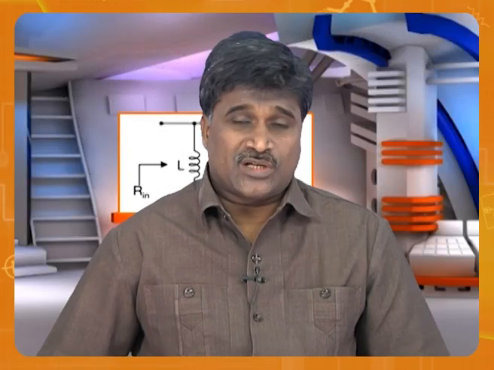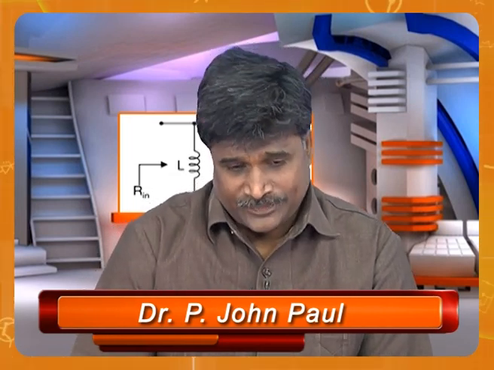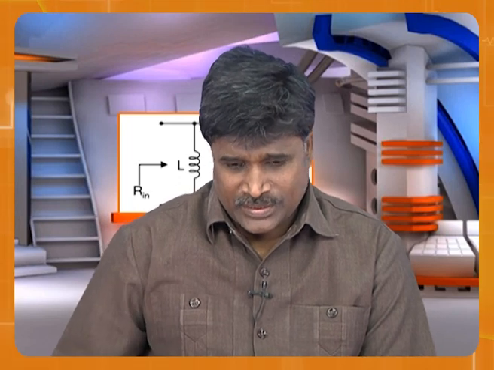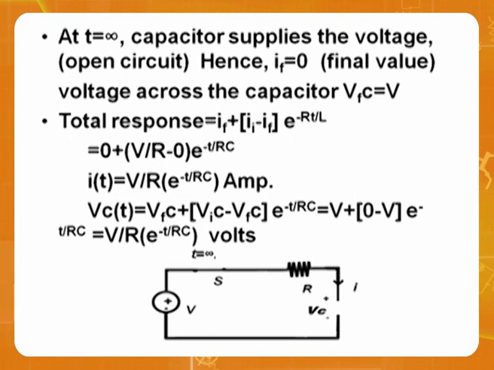Now, what are you understanding in this? It is exponentially falling. Okay, voltage. So when you really calculate this, final value minus initial value, this is the current here. So current is basically 0 at infinite time.